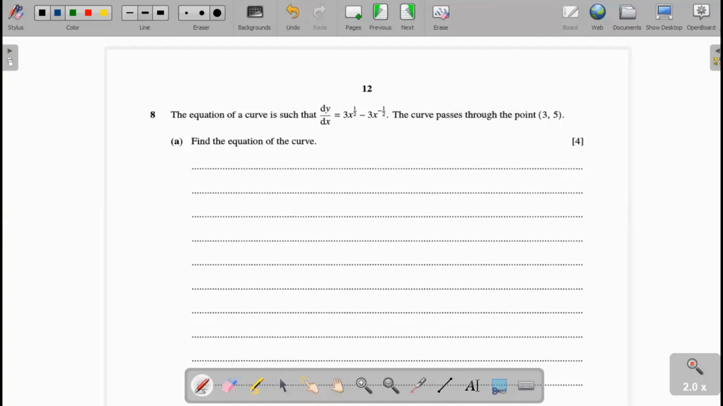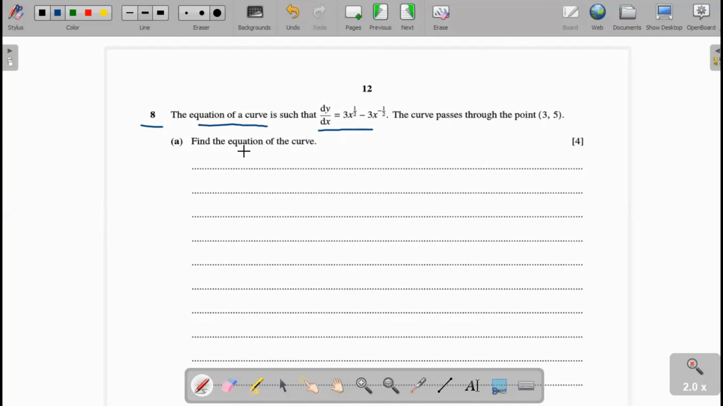Question 8: the equation of the curve is such that dy over dx equal to 3x power 1 over 2 minus 3x power minus 1 over 2. The curve passes through the point (3, 5). Find the equation of the curve.